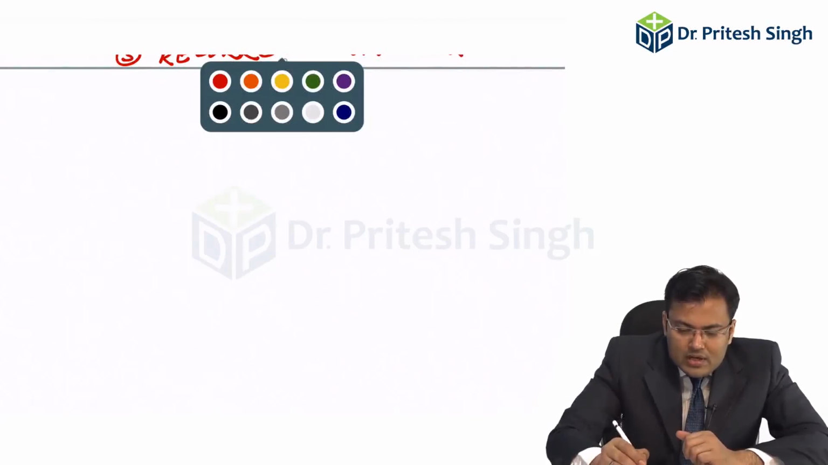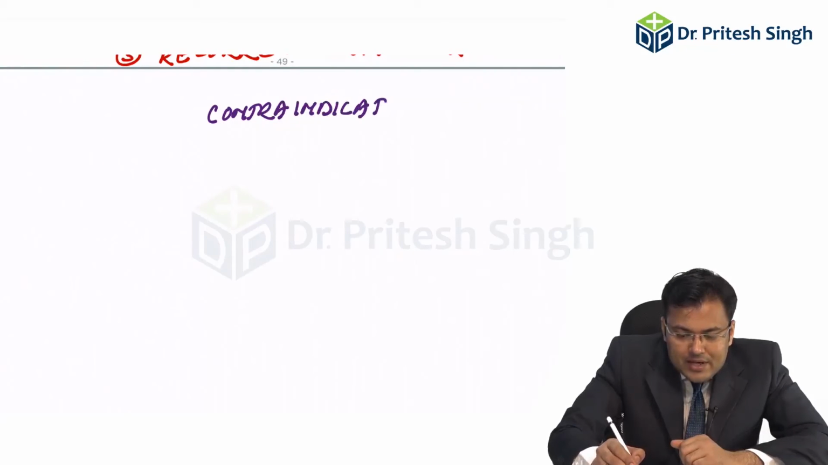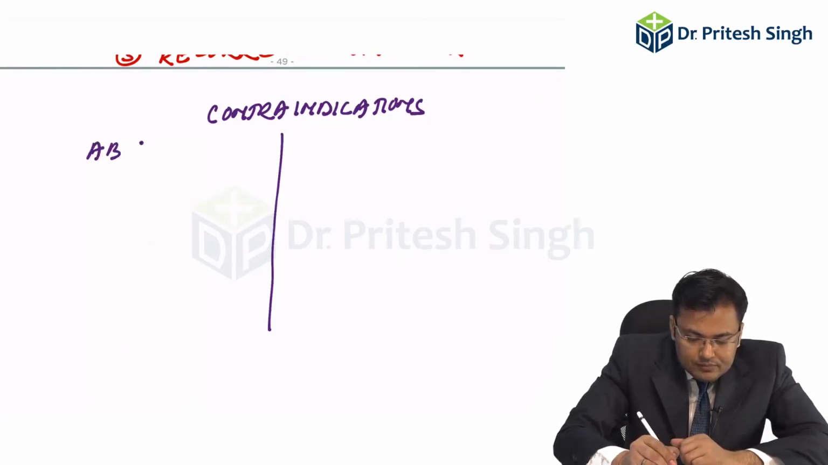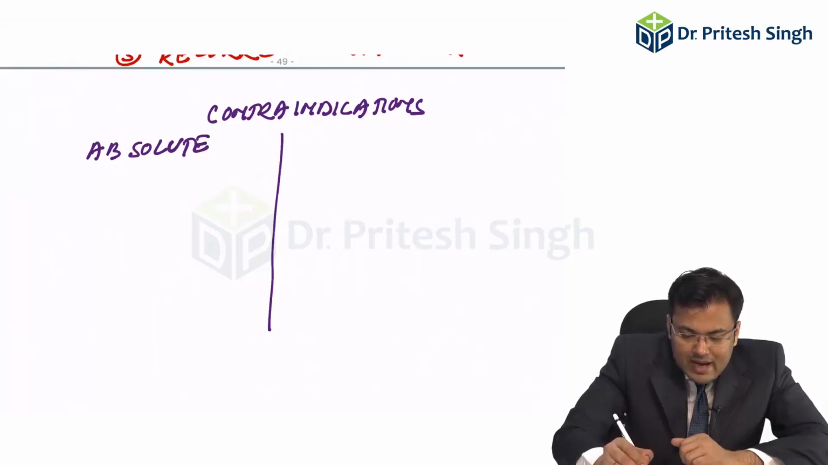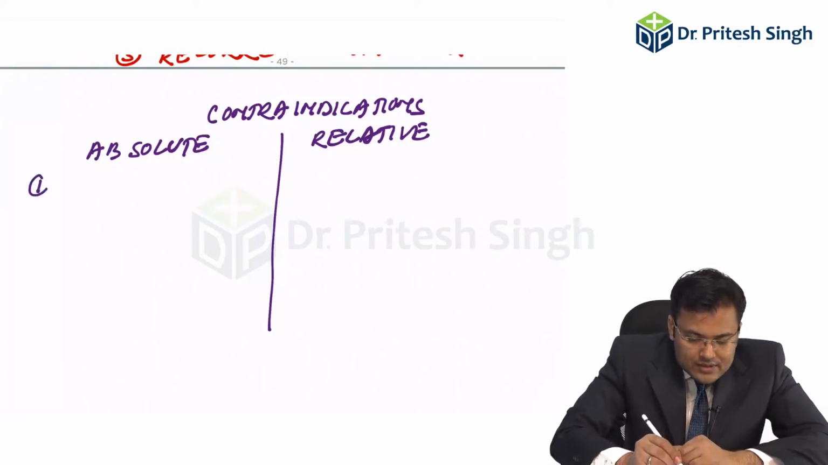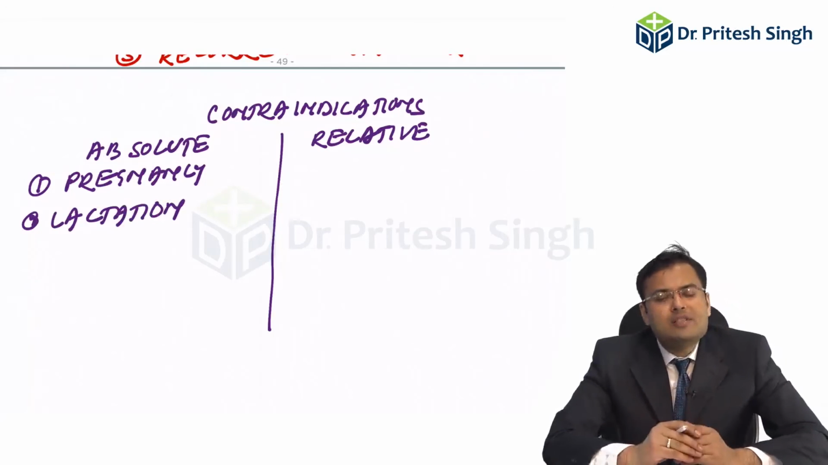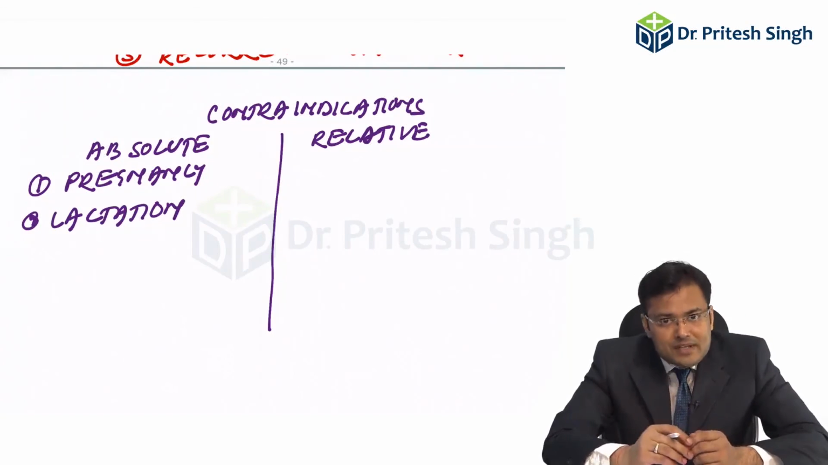Questions are asked, what are the contraindications of radioactive iodine ablation? There are two types: first, absolute, and second, relative. What are the absolute contraindications we discussed? First is pregnancy, and second is lactation. Why? Because there is exposure of gamma rays to the fetus.